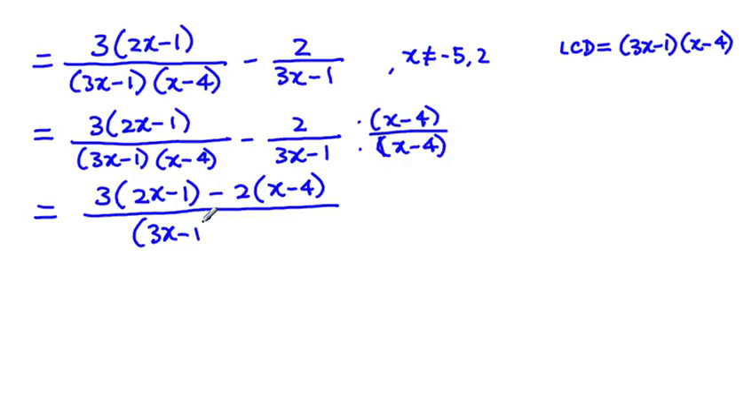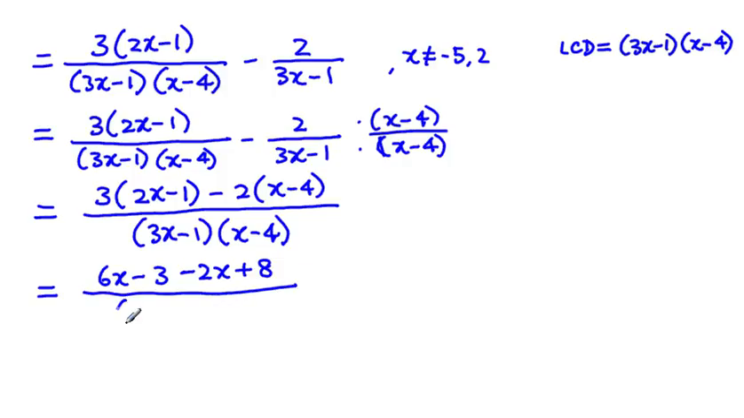Now, some students might try to distribute the 3 and the 2 right away, but be very careful. Don't make any careless mistake. We are going to do it now. Distribute the 3 into the parentheses. So we have 3 times 2x, we have 6x, minus 3 times 1, 3. And then distribute, now be careful, it is minus 2. So it becomes minus 2x and then plus 8. Right? We have minus 2 times minus 4, and then the whole thing divided by the LCD.